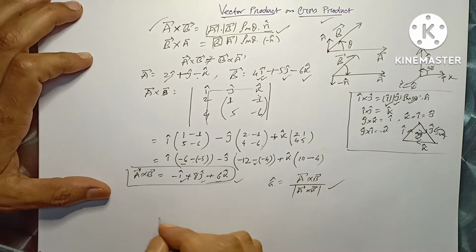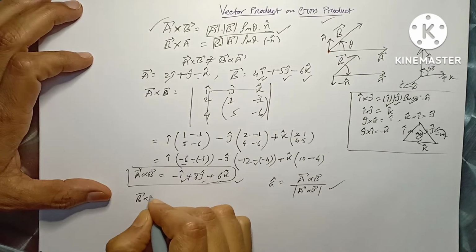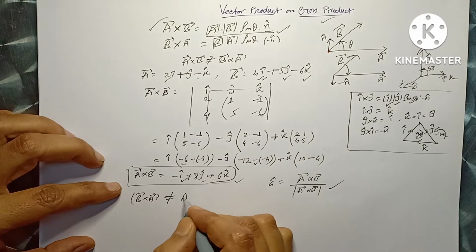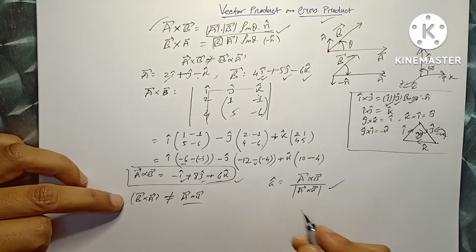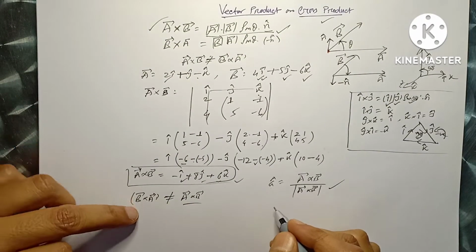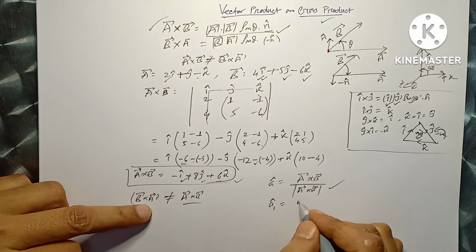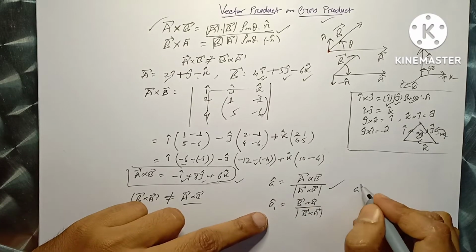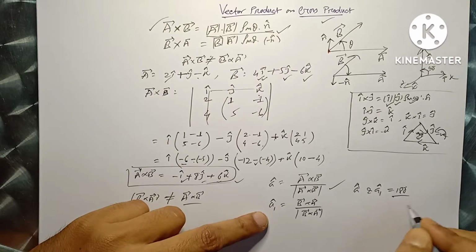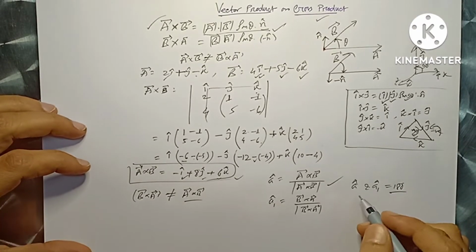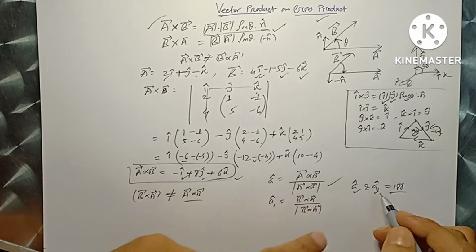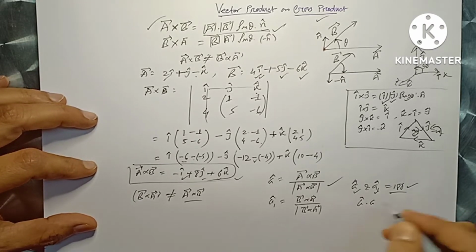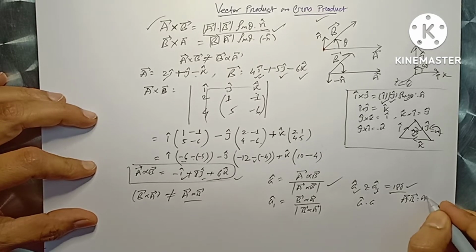Now you can also try yourself by calculating B vector cross A vector and check whether B vector cross A vector is equal or not equal to A vector cross B vector. Also you can calculate by yourself the unit vector of B vector cross A. Suppose A1 cap is the unit vector of B vector cross A vector, divided by the magnitude of B vector cross A vector, and also check whether the angle between A cap and A1 cap equals 180 degrees. This is the unit vector of A vector cross B vector, and this is the unit vector of B vector cross A vector. And we can also check the angle between them is 180 degrees by the formula A vector dot B vector equal to AB cos theta.